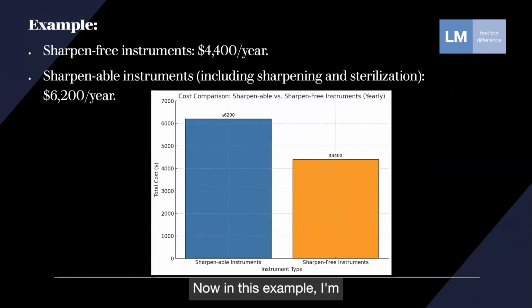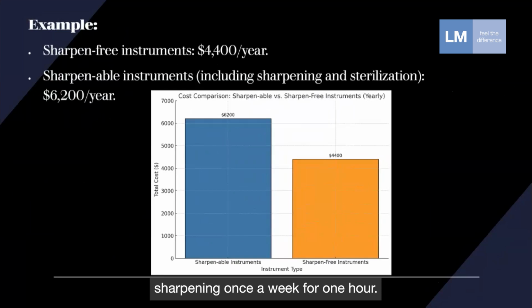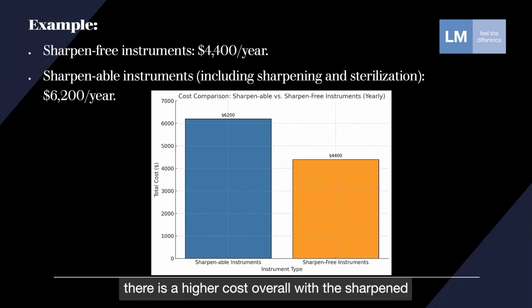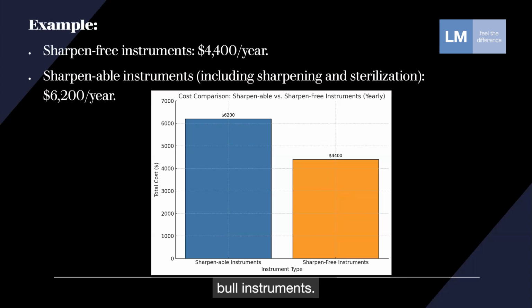Now in this example, I'm illustrating a dental hygienist sharpening once a week for 1 hour. The previous one was once 1 hour every 2 weeks. So you can see that there is a higher cost overall with the sharpenable instruments.